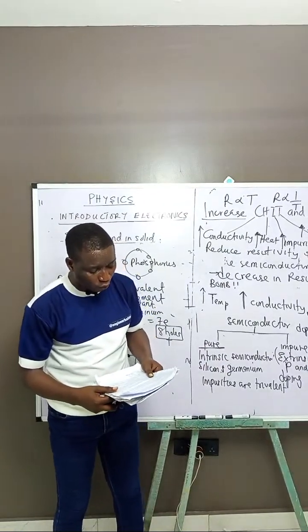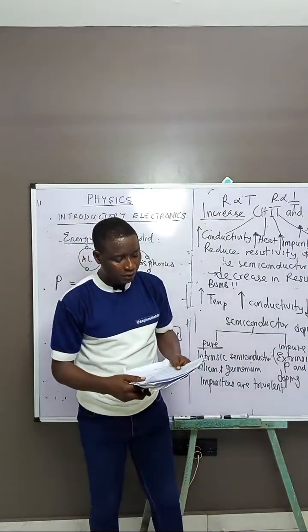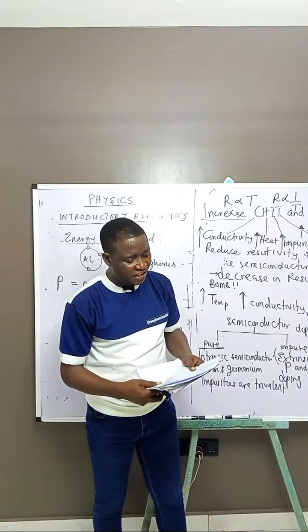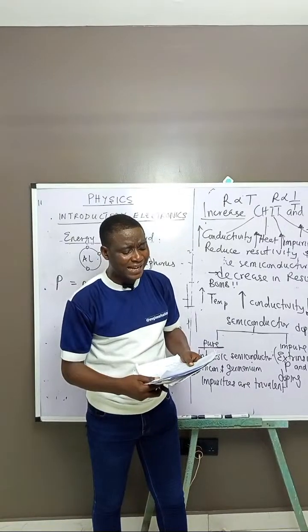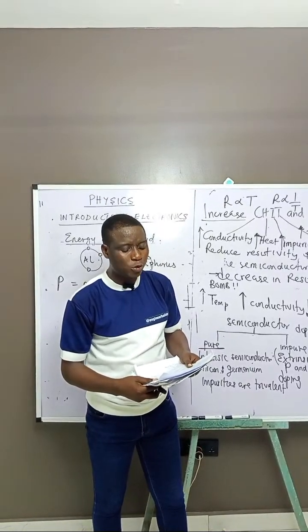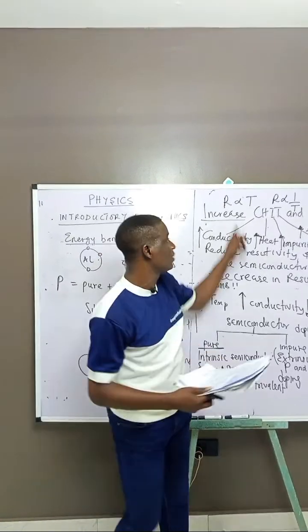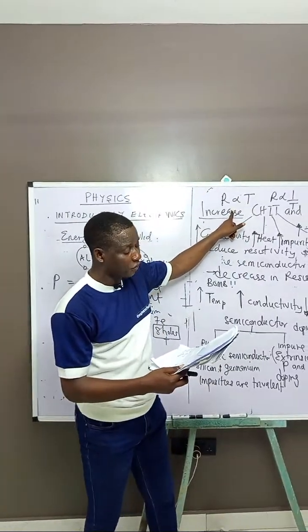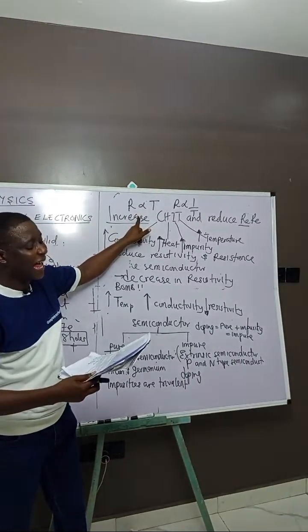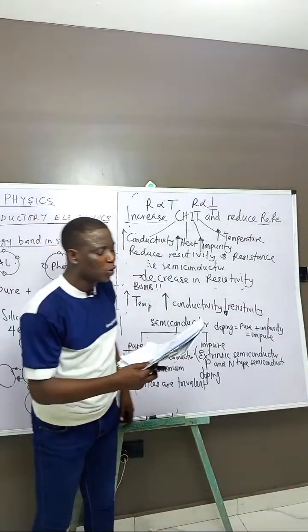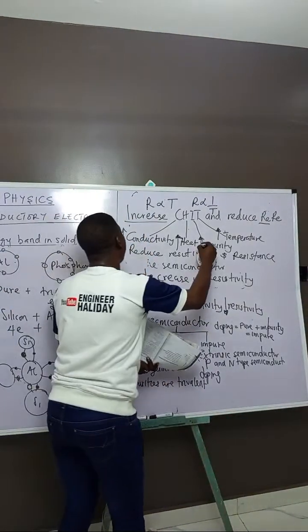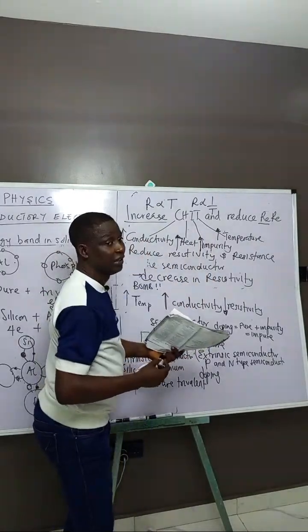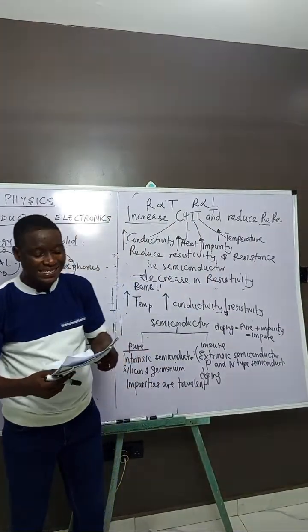Now let's go to the impurity. When impurities are added to a semiconductor, the conductivity of the semiconductor dash. Look at what I'm saying. Very common question. Impurity will help to increase the conductivity. So the answer is that it increases conductivity.